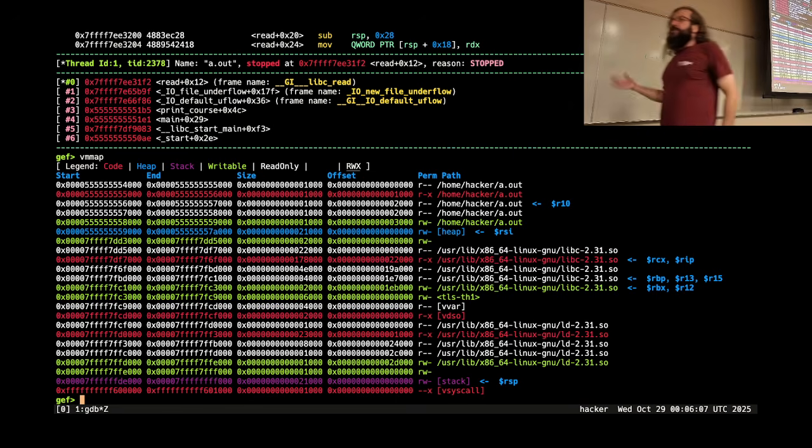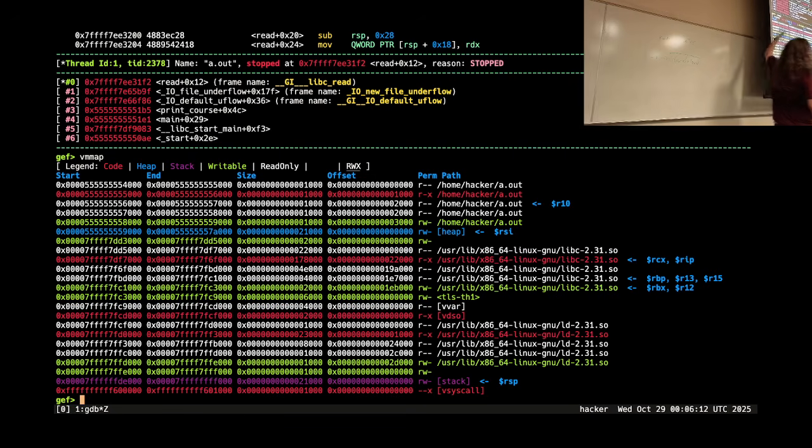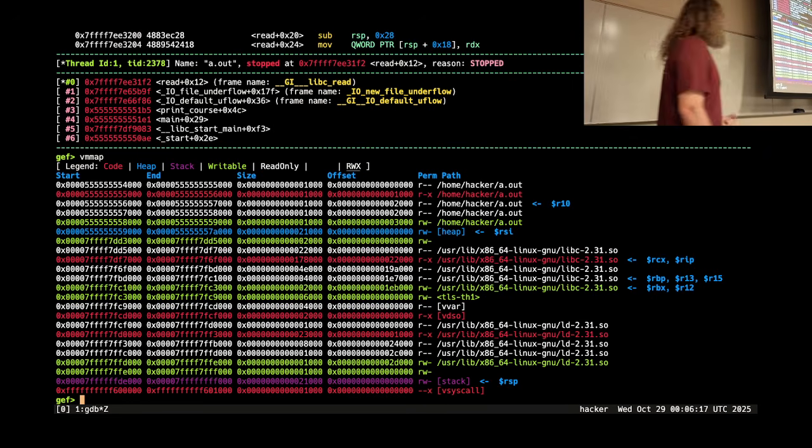If you mentioned ASLR, but said they are distinctly different mapped regions of memory, we gave you the point. If you just said ASLR, because of ASLR, we did not.